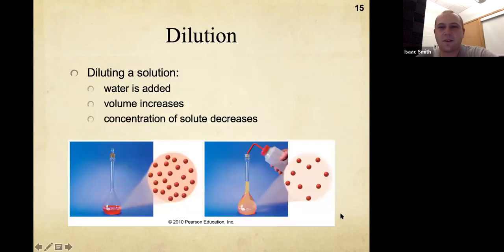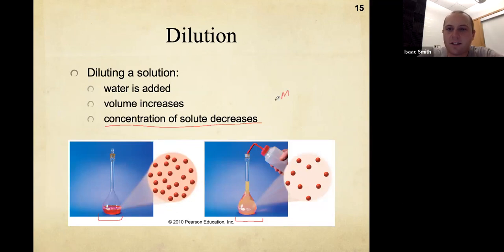Okay, last concept we're going to cover in this lecture is about dilution. This is a pretty clear example here. You have this solution at some concentration, and then you add a bunch of water to it. The particles of color are going to spread apart because there's now more volume of water, but the number of particles actually hasn't changed. So the concentration of the solute decreases.